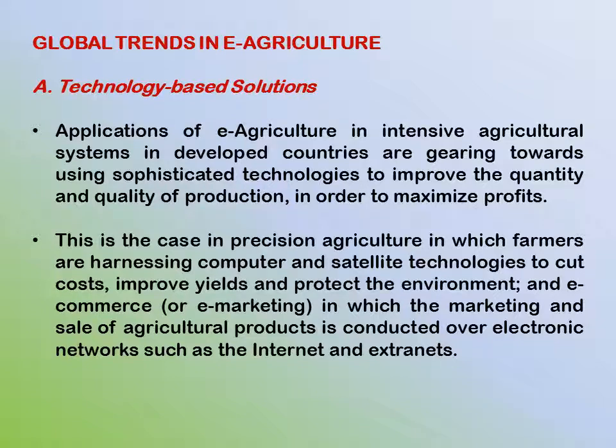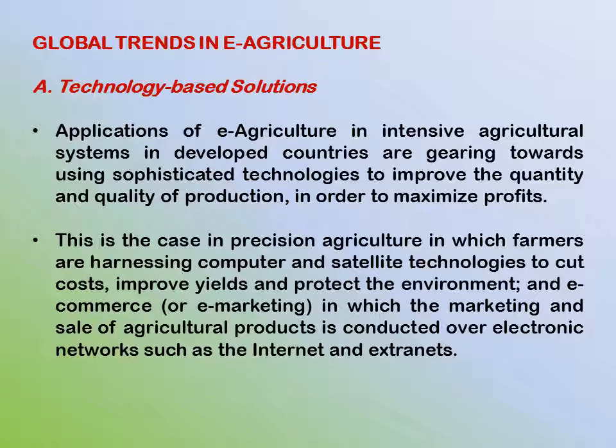So now, global trends in agriculture. First is technology-based solutions. So how agriculture is going to solve in terms of technology. Application of technology in intensive agriculture systems: developed countries are gearing towards using sophisticated technology to improve the quantity and quality of production in order to maximize profit. So both are important. You have to improve the quality as well as quantity.